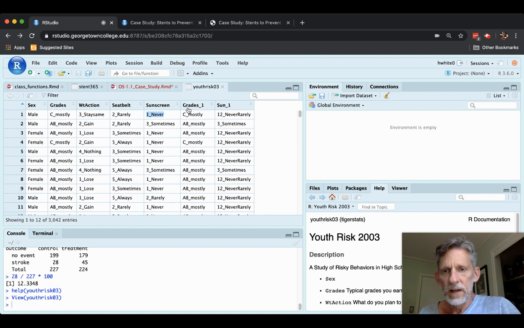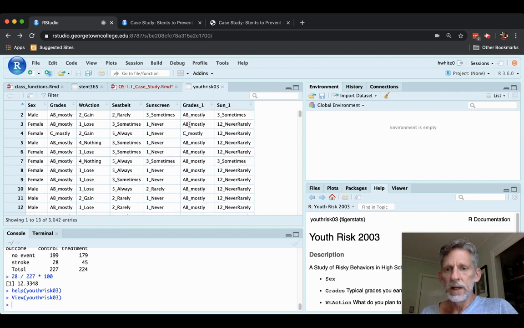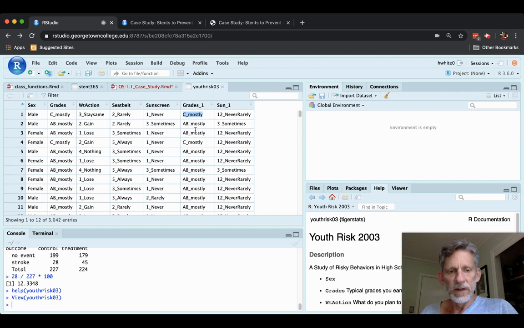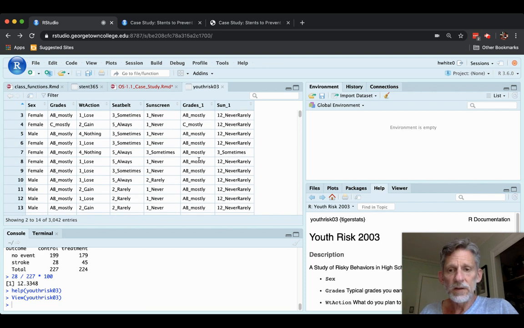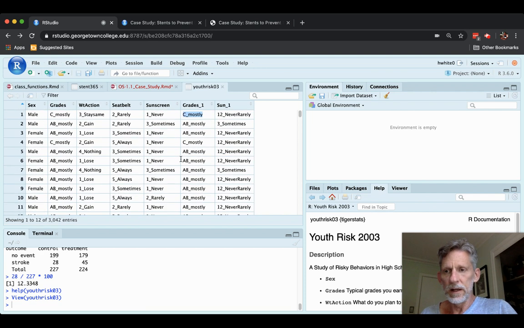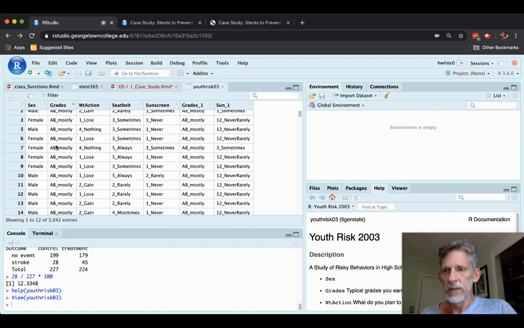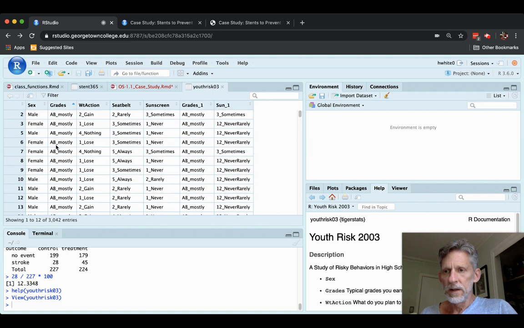And they were asked about their grades in another way, or maybe the researchers categorized them in another way. This grades 1 here categorizes things as mostly A's and B's, mostly C's, or mostly D's and F's. Whereas the grades here, this first row, is much more specific about the grades.